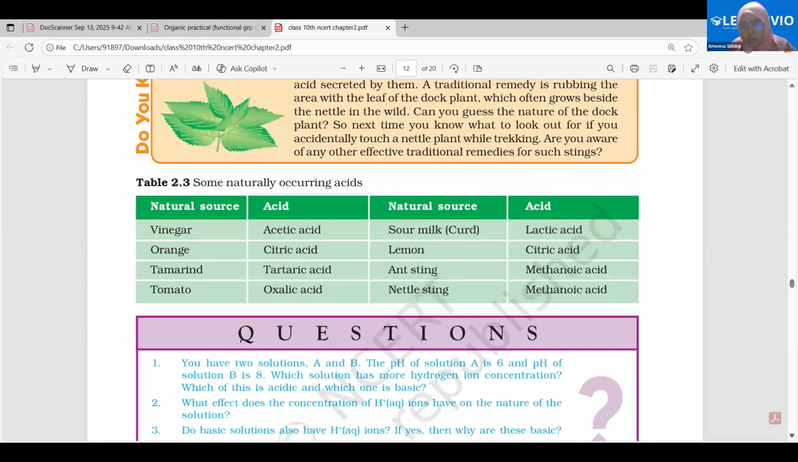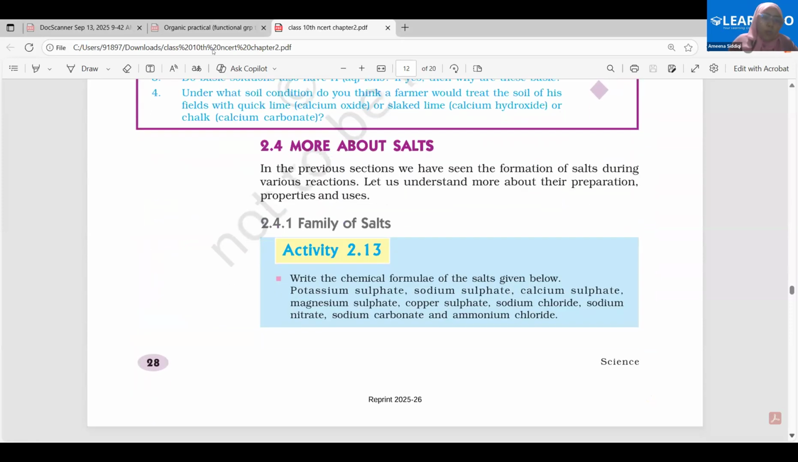We discussed what salts are. What is a salt chemically? We have already discussed that it will have a cationic part and an anionic part, and both of them will combine together, provided the cationic part is not H plus and the anionic part is not OH minus.